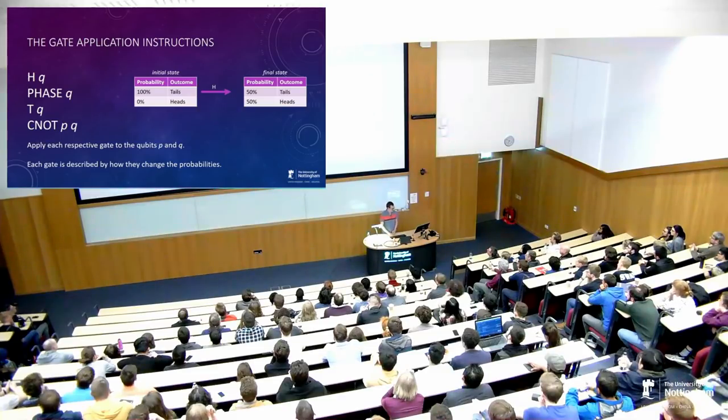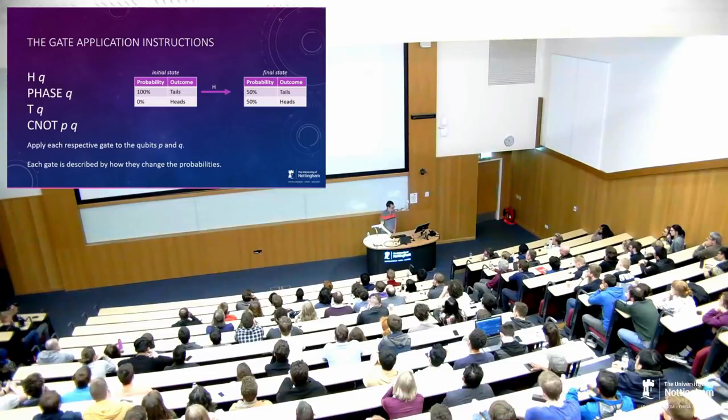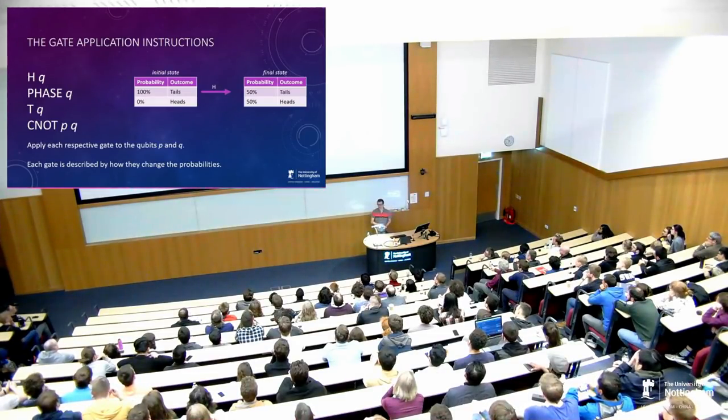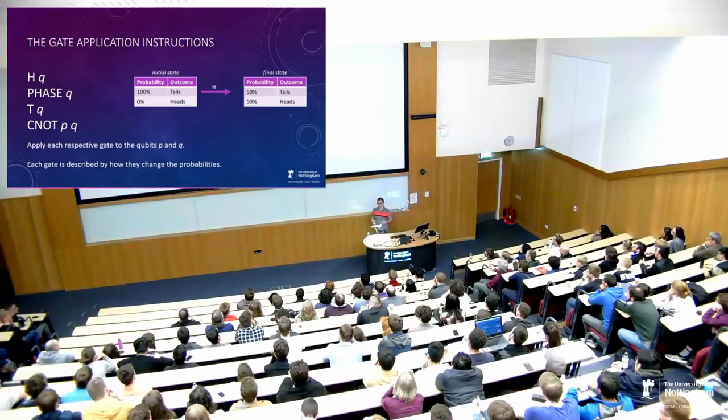And so when we go back, we had this picture originally. I just said there's some gate application that'll do that. Indeed, the Hadamard gate will take us from something where we know with 100% probability that it's tails. If we have fired those pulses, then we actually don't know anymore. It's going to be 50% chance of being heads or 50% chance of being tails.